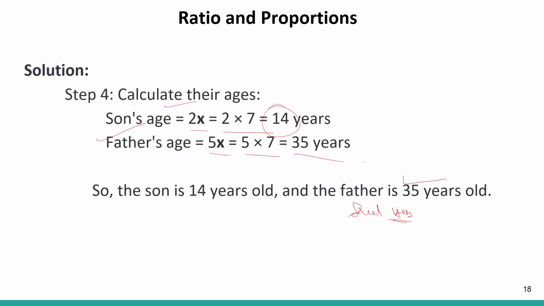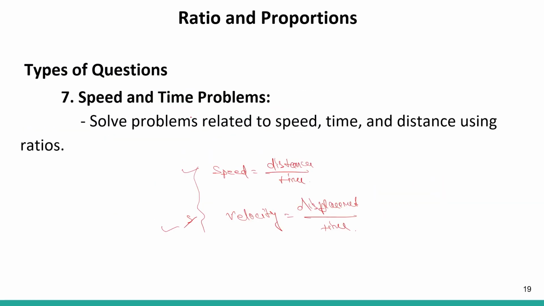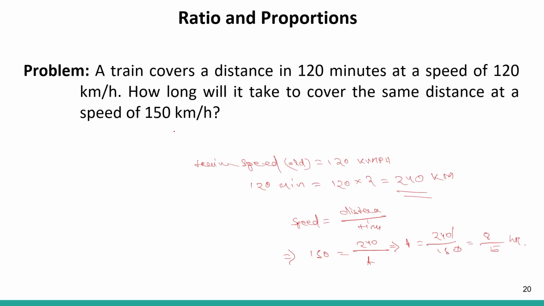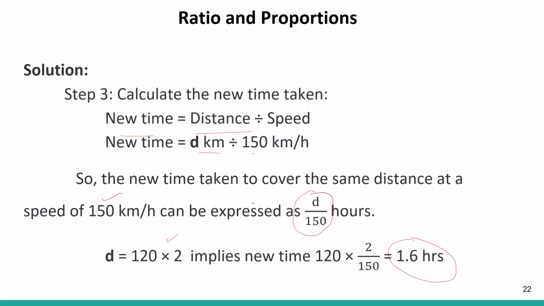And then we had speed and time problems, that is, we had a train. Okay, a train covers a distance in 120 minutes at a speed of 120 km per hour. So how long will it take to cover the same distance at a speed of 150 km per hour? So it took us nearly 1.6 hours.